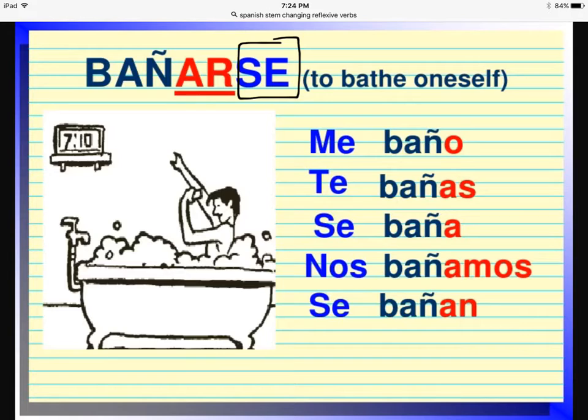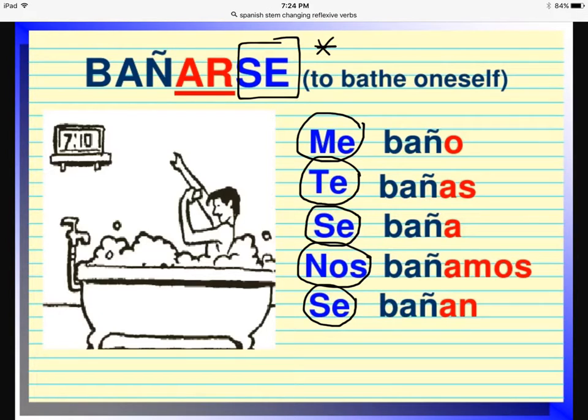So remember, when you're conjugating, you have to change the se to reflect the person who's doing the action. So if I'm doing the action, the pronoun has to be me. If you familiar are doing the action, it has to be te. If he, she, or you formal are doing the action, it would be se. And then if we are doing the action, it's nos. And if it's they or you all are doing the action, then it would be se. Remember, you have to have those pronouns along with your conjugated verb.